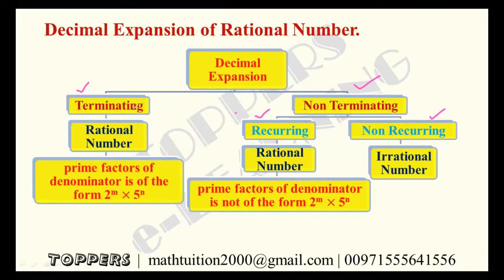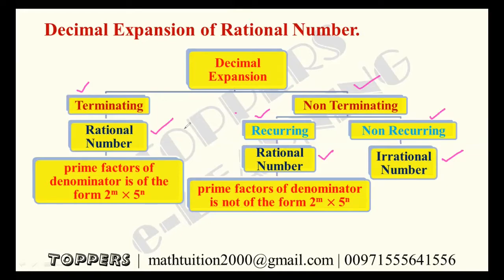If the decimal expansion is terminating, that number will be a rational number. We have learned that. And if the decimal expansion is non-terminating and recurring, non-ending and repeating, then it is also a rational number. If the decimal expansion is non-terminating and non-recurring, non-ending and non-repeating, it comes under irrational numbers.